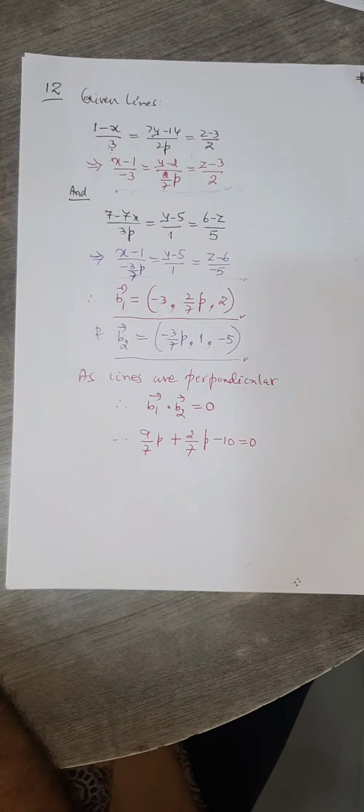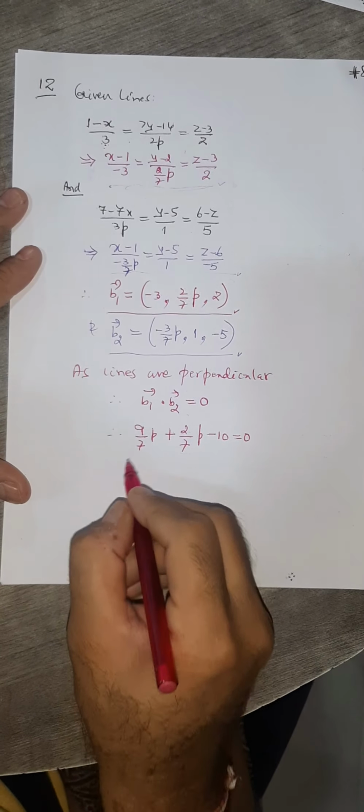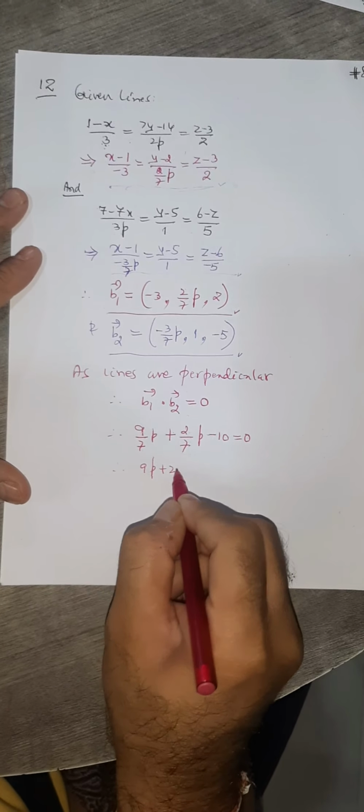So just by simplification we get the value of small p. If I take the LCM here, 9p plus 2p minus 70 equals 0. So this is 11p. So what's the small p? That's 70 by 11. That's the required value of p. Fine.